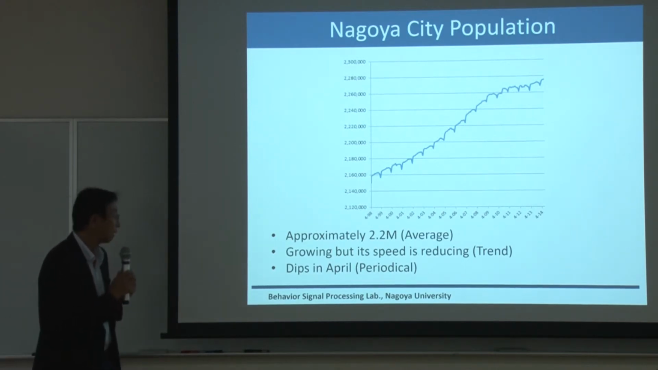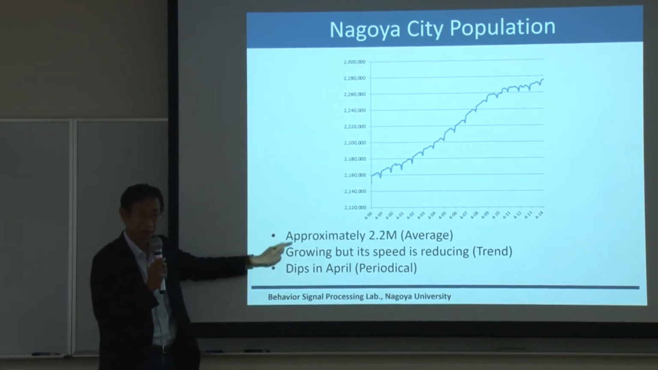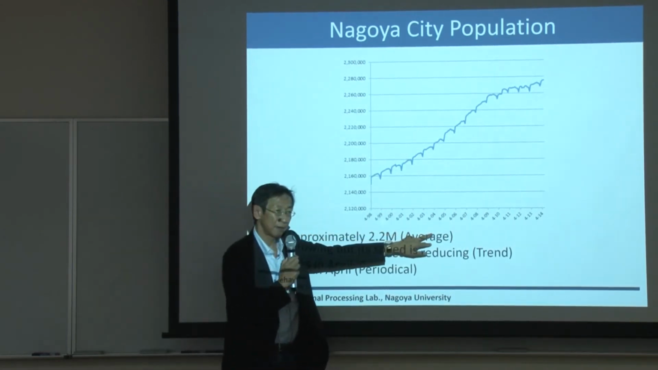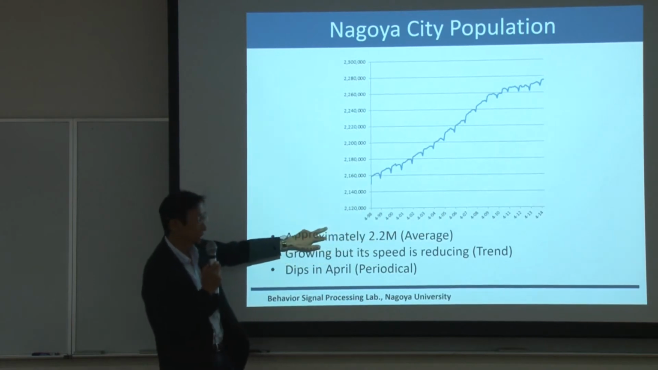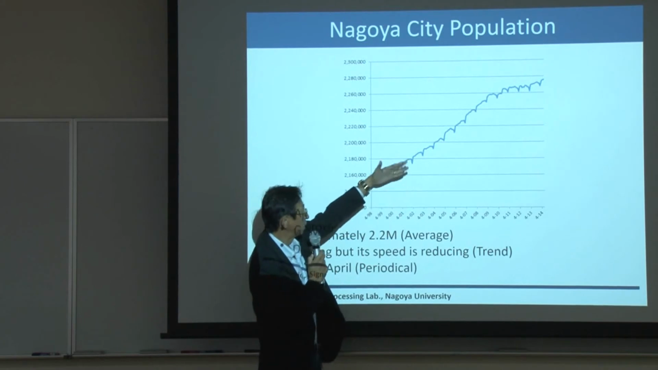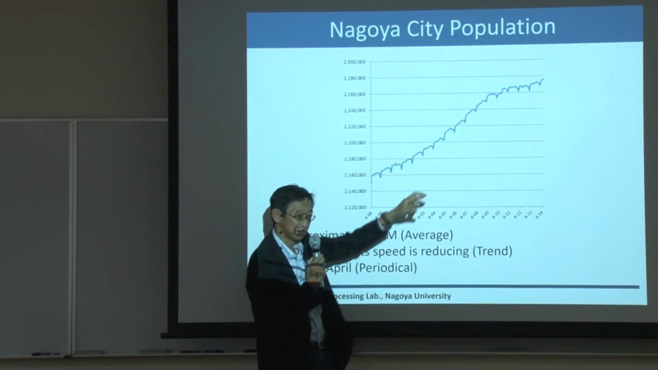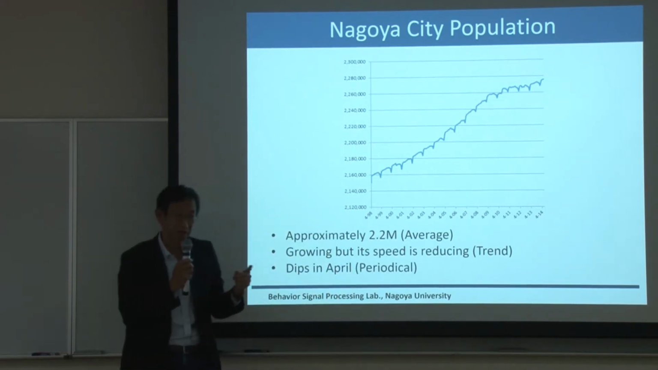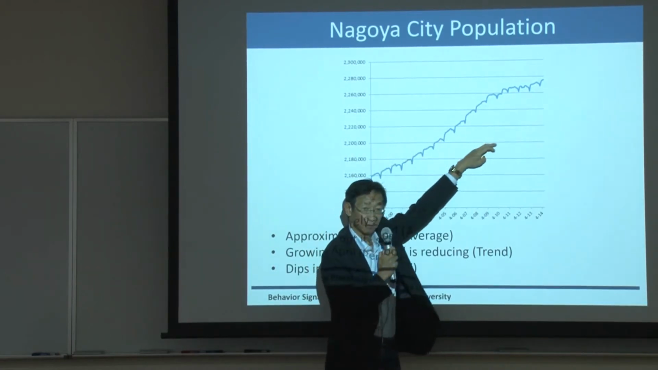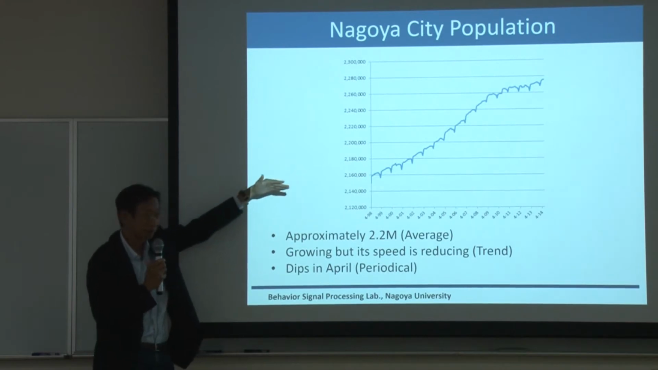And I talked about 3 very important characteristics of the figure, right? First one is the total population of Nagoya City can be seen from this figure. Although it is increasing, on average you can say that the population of Nagoya City is 2 million or 2.2 million, like that. This is here or here. This is the average of the population.